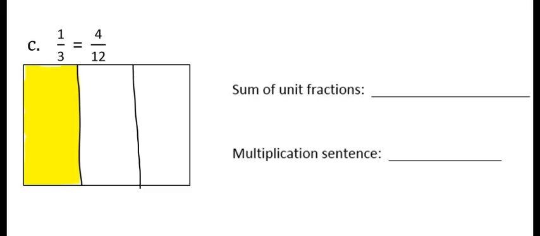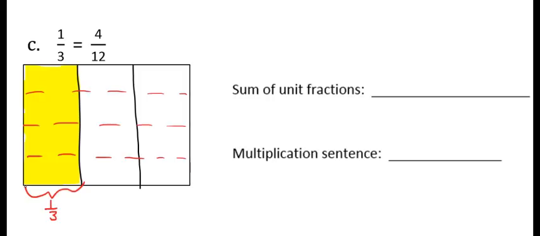Let's look at one more problem. This one says 1/3 is equal to 4/12. I've already divided my rectangle into 3 equal pieces, and I shaded in one portion to show 1/3. In order to divide this into 12ths, I need to draw 4 rows. So I'll separate this into 4 rows. That gives me 12 pieces in all.